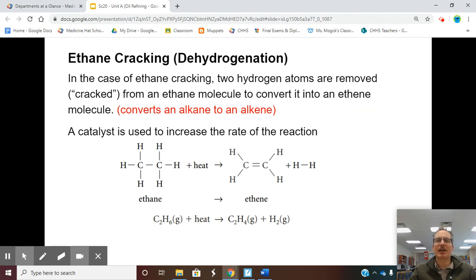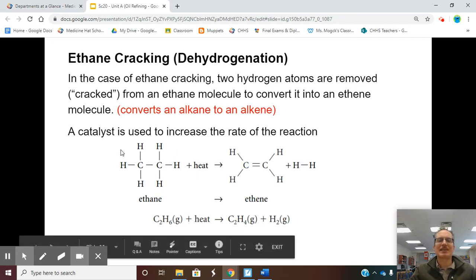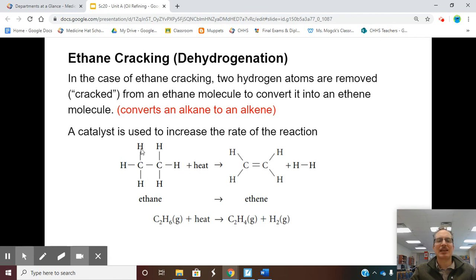Now, ethane cracking, also called dehydrogenation, is the case of when 2 hydrogen atoms are removed from an ethane molecule. So here we have a saturated ethane molecule, right? 2 carbons, 6 hydrogens. If we remove, let's say, this hydrogen and we remove this hydrogen, so these guys go away, this carbon has only made 3 bonds. This carbon has only made 3 bonds. So it's kind of like these 2 hydrogens, when they went away, their little drawbridge is going to go down, and we're going to form a double bond here. So we have turned ethane cracking into ethene.